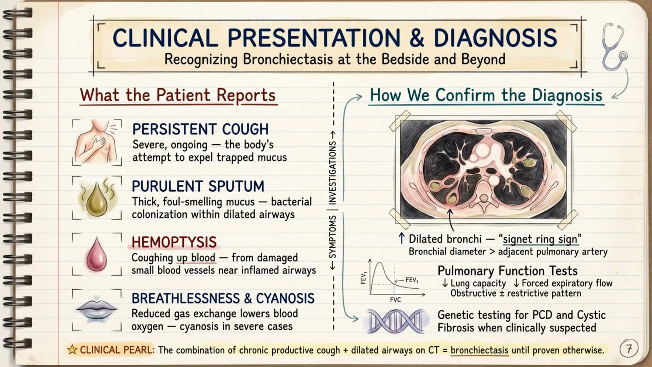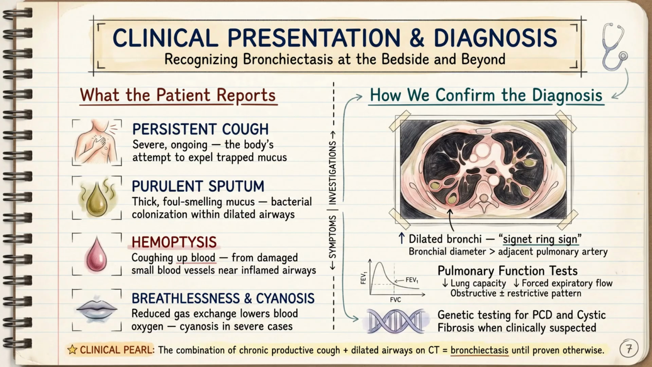The second, purulent sputum. Thick, foul-smelling mucus. Why foul-smelling? Because bacteria have colonized those dilated airways. This is not just inflammation, it is active infection.